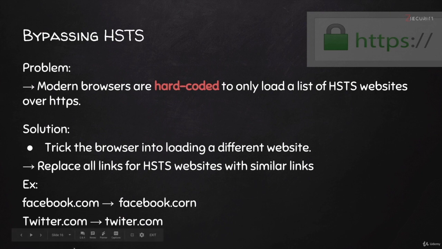For example, we can replace facebook.com with facebook.corn. Now, I know this seems very suspicious, but trust me, when it goes into the URL bar, the R and N here in the middle will seem very similar to the M letter. Another way of doing this, you can replace twitter.com with twitter.com, but with a single T here instead of a double T. I know this sounds a little bit confusing right now, but let me go and do it practically and you will see how this is gonna work.